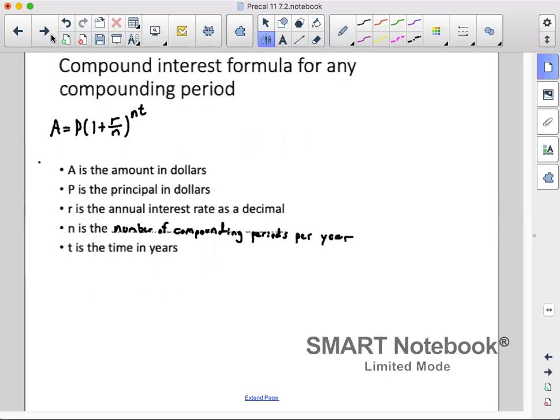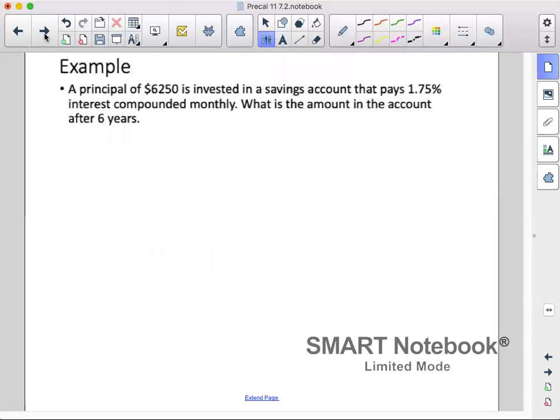Now, that previous one only worked if it was compounded annually. However, most of the time things are not compounded annually. It'll be different time periods, such as weekly or monthly or daily. So the compound interest formula for any compounding period is A is equal to P times (1 plus R over N) to the power of NT, where A is our amount in dollars, P is how much we invest, R is our annual interest rate as a decimal, N is the number of compounding periods per year, and T is our time in years.